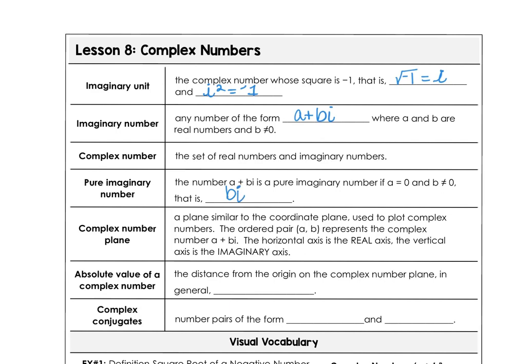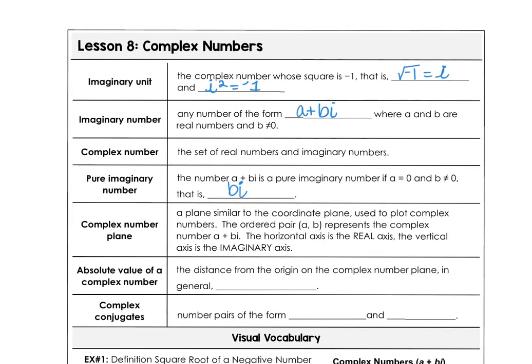We can graph imaginary numbers by using the complex number plane. A complex number plane is a plane that's similar to the coordinate plane that we use to plot complex numbers. The ordered pair (a, b) represents the complex number a plus bi. So the horizontal axis is the real axis, and the vertical axis would be the imaginary axis.